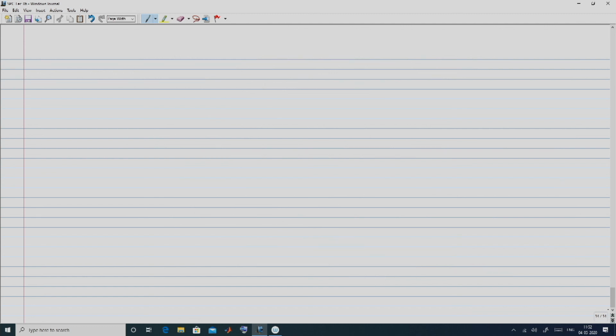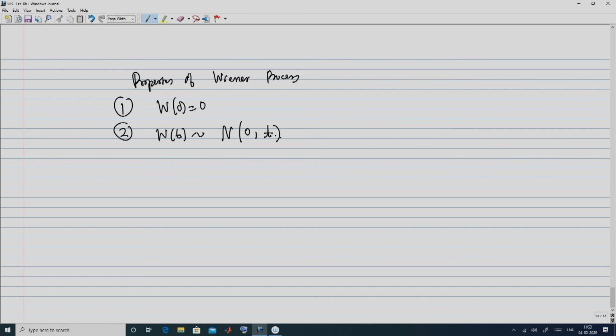So, what are the properties of Wiener process? The first property is W(0) is equal to 0. Secondly, W(t) follows a normal distribution with mean 0 and variance t.